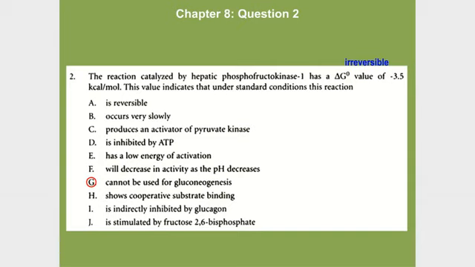And because it's irreversible, it cannot be used for gluconeogenesis, which is the reverse pathway compared to glycolysis. Glycolysis is where you take glucose and you burn it. Gluconeogenesis is where you take carbon and you make glucose. Because these are reciprocal pathways, and this enzyme has a negative value of minus 3.5, gluconeogenesis cannot use this enzyme. There's another enzyme in gluconeogenesis that takes the product and makes it into the substrate, called fructose 1,6-bisphosphatase, in gluconeogenesis, not glycolysis.